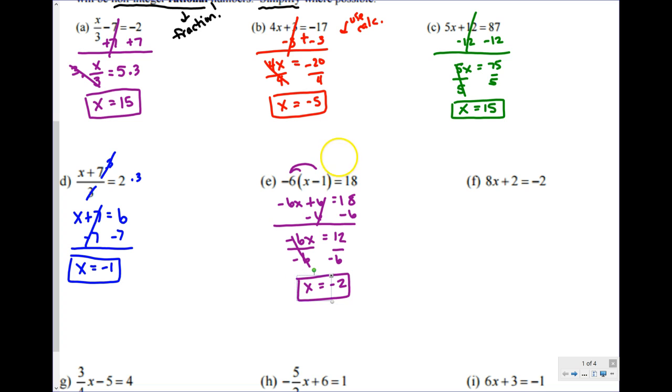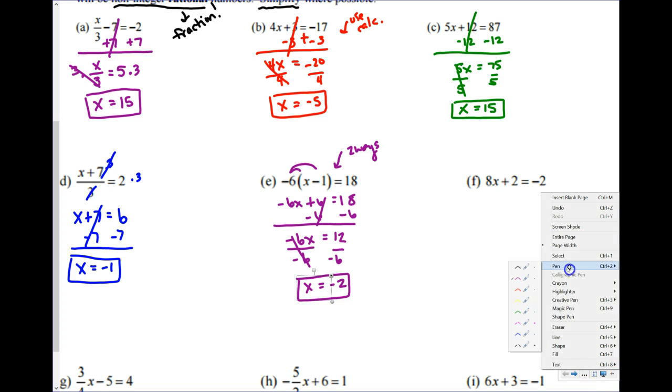I could have also done this. There are 2 ways to solve this. I could have also divided both sides by negative 6 first. That would have given me the same answer as well.